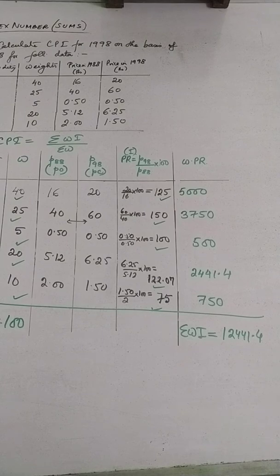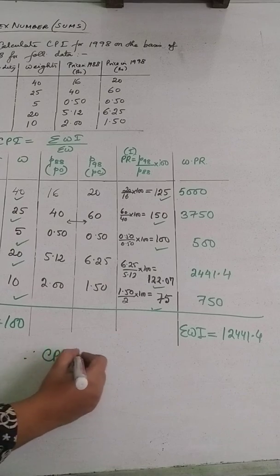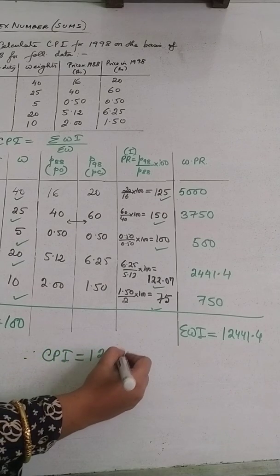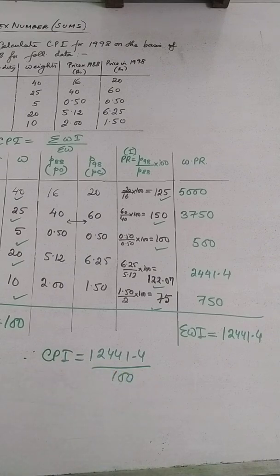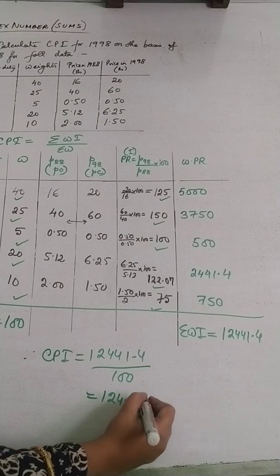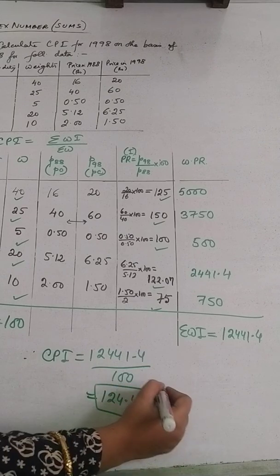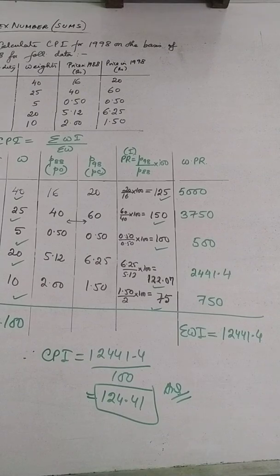Now the calculation, put it, therefore CPI is equal to 12441.4 divided by 100. So you get your answer as 124.41. This is your answer. Okay, basic method is the same, it's just a different term has been used, that's all, nothing else.